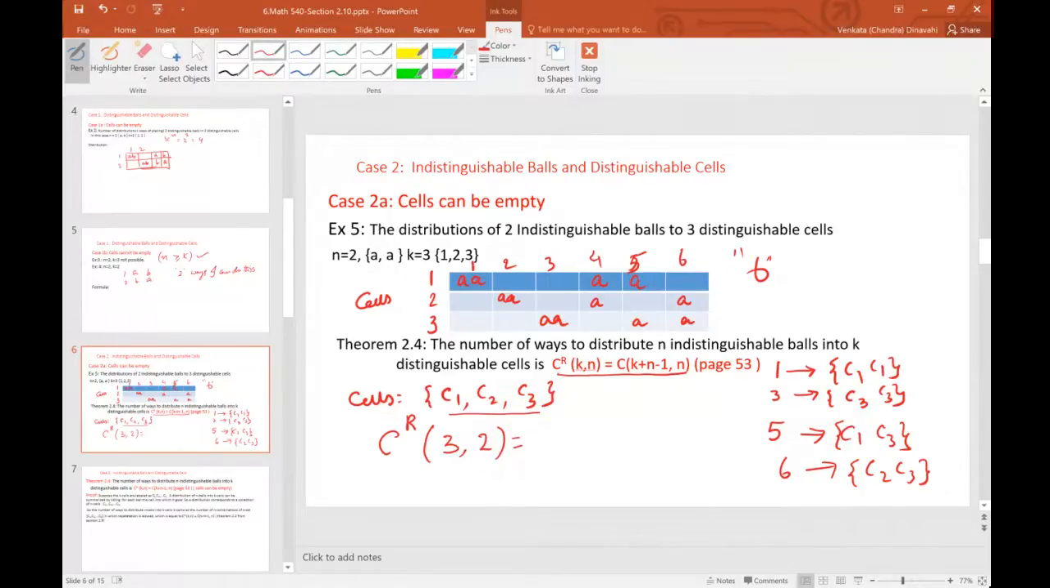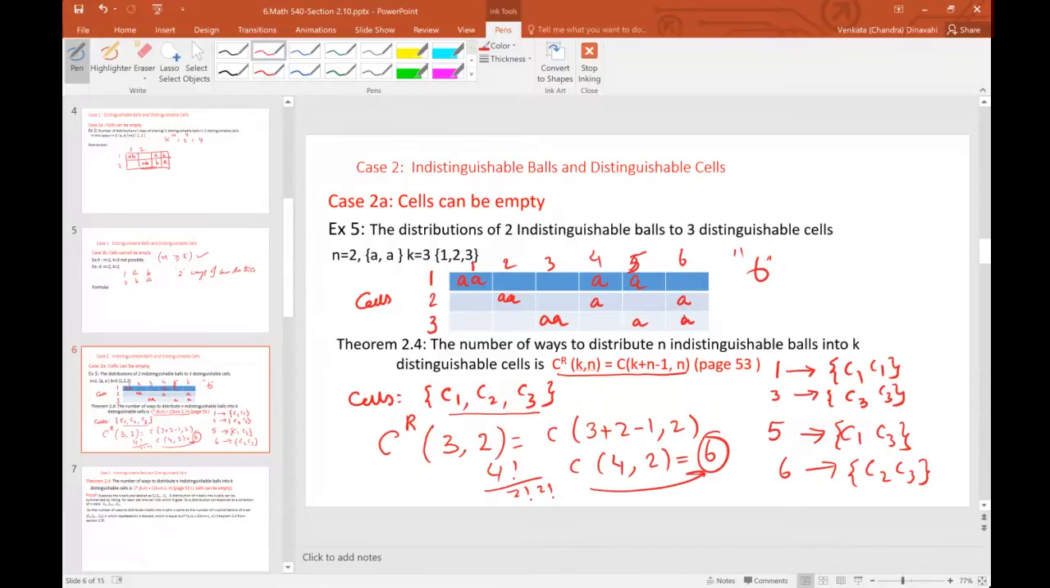So each distribution is nothing but selecting n cells out of these k cells. Repetition is allowed. That is the reason for C power R k comma n. So according to this, that is going to be 3 plus 2 minus 1 comma 2, that is C4 comma 2. If you use the formula, you are going to get 6, because that is 4 factorial over 2 factorial times 2 factorial, which is 6. So that is the proof for this theorem.